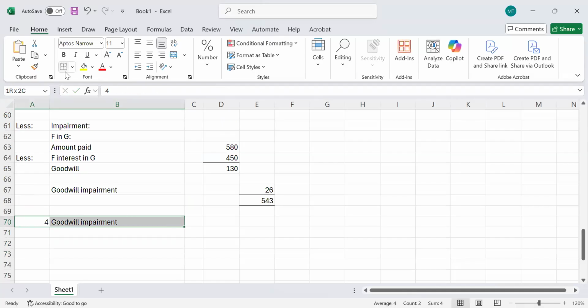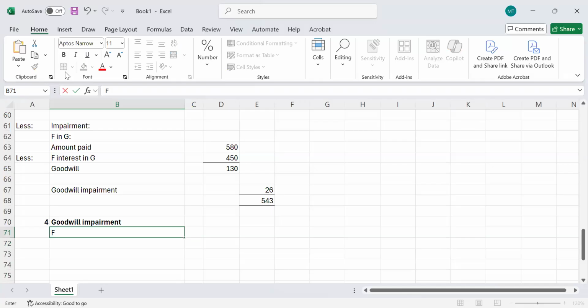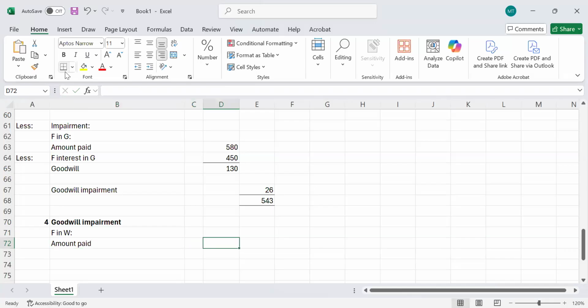So how do we start? As I said earlier, pretty similar to the one we did in working 3. So we start with the parent in Wood. Amount paid: how much was paid when 90% was acquired? Note 1 says 5.2 million. Put this in here to start with.